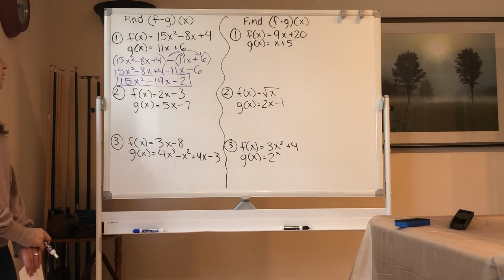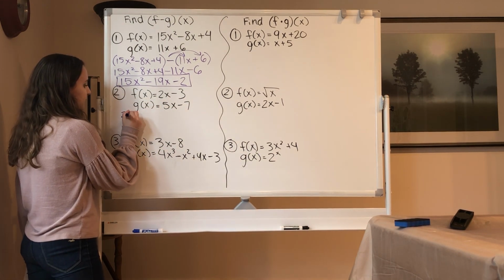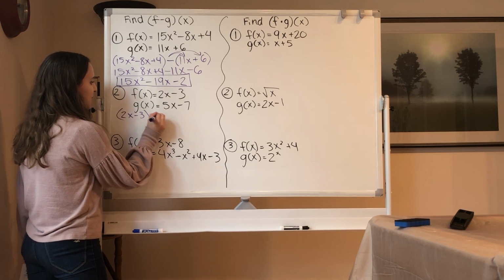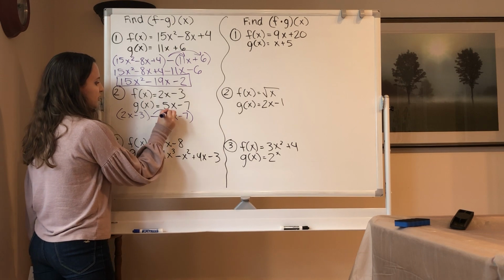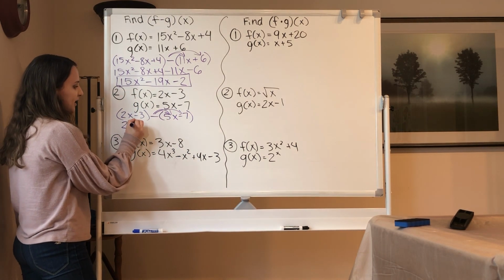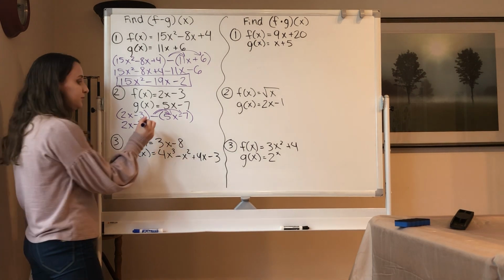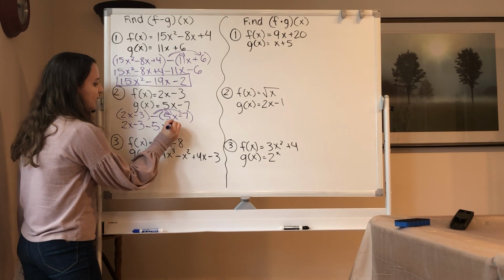Okay, next, 2x minus 3 minus 5x minus 7. You need to distribute that subtraction. So now we have 2x minus 3 minus 5x plus 7.